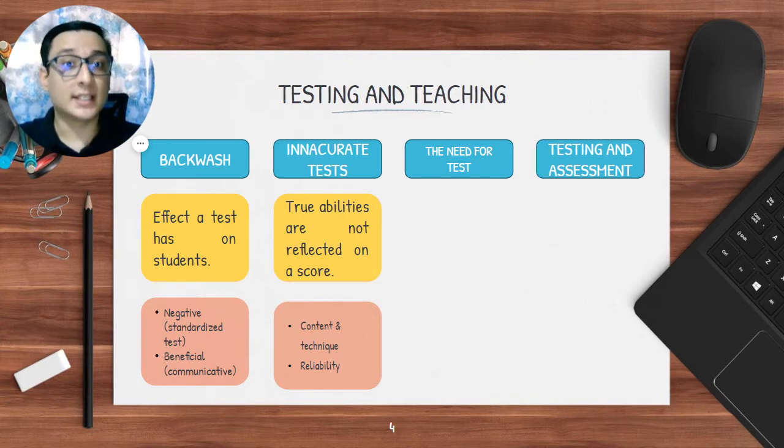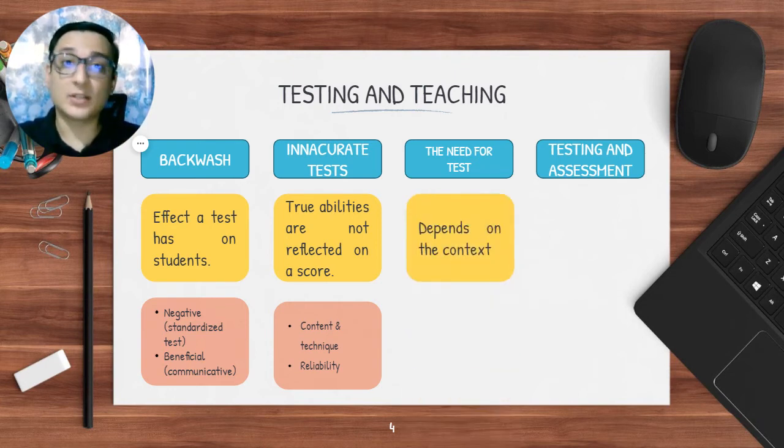One, content and technique. Sometimes we're trying to evaluate, for example, writing with a multiple choice test, which we know is not that accurate, so that actually affects proficiency and the checking of skills. And two, reliability. Maybe a test was okay for a specific group of students last year, and we're trying to reproduce the same strategy, the same methodology, the same kind of test and format, but for this year's students, the test just didn't work that well. That's pretty much what we can say about reliability.